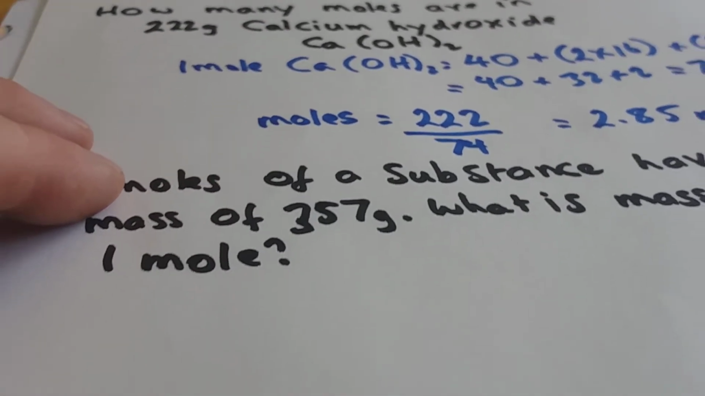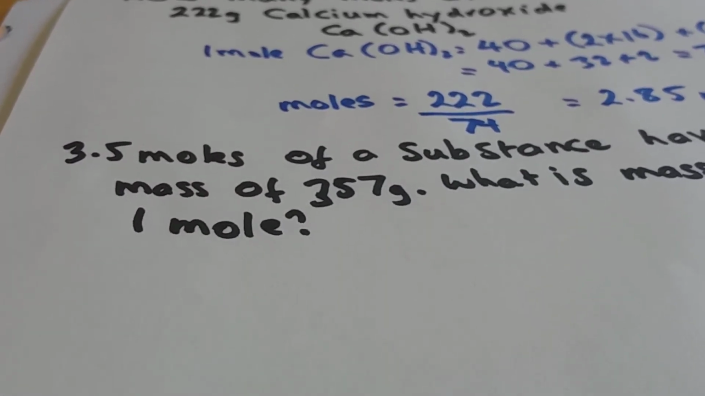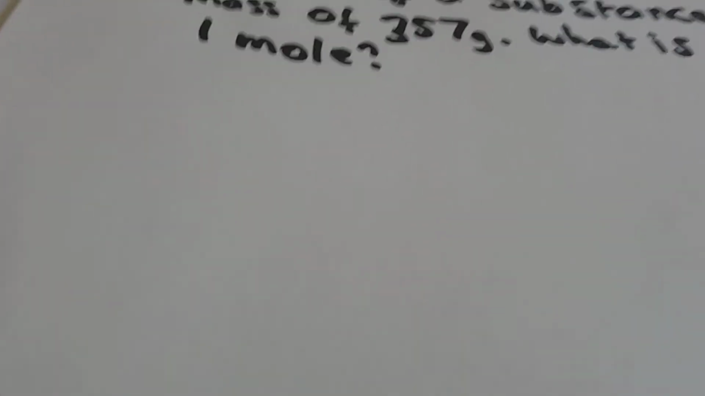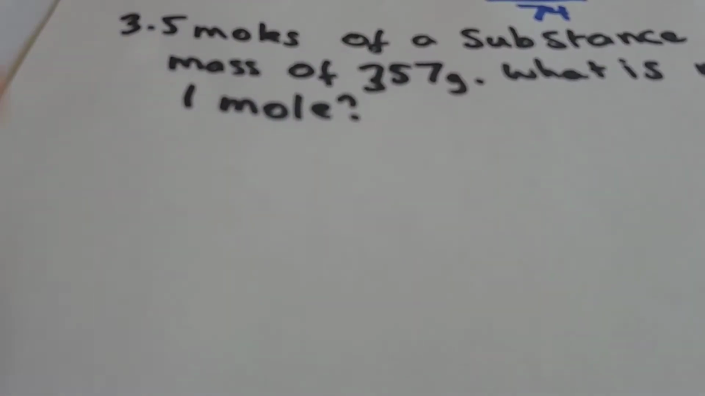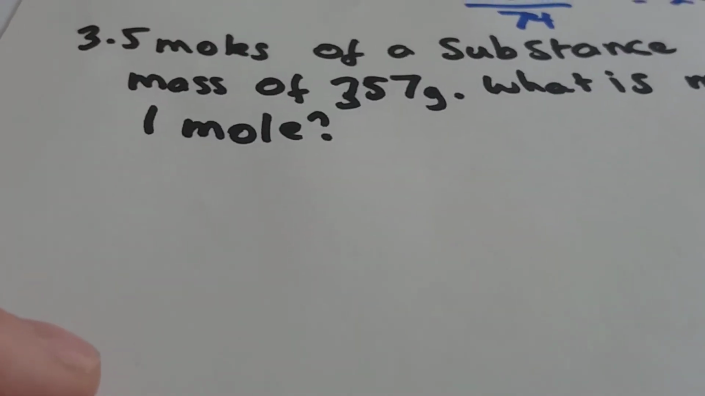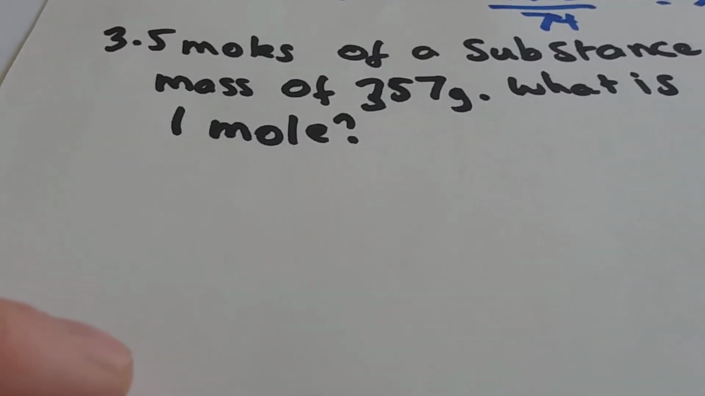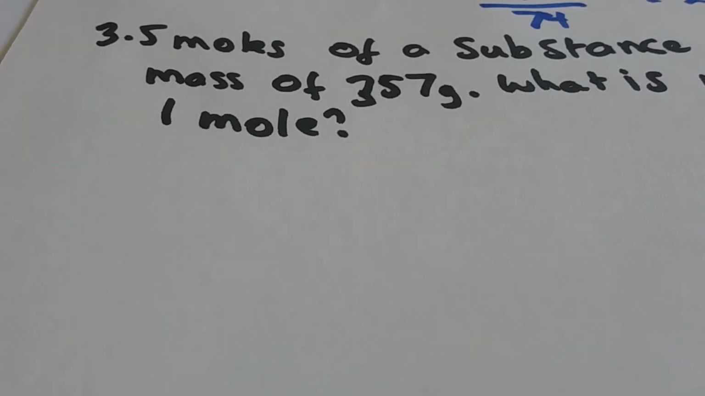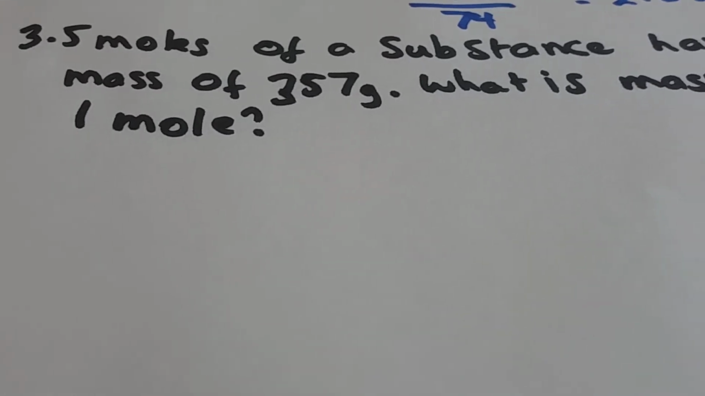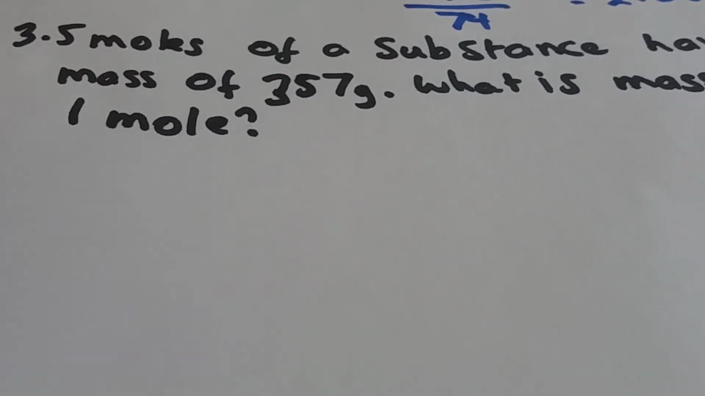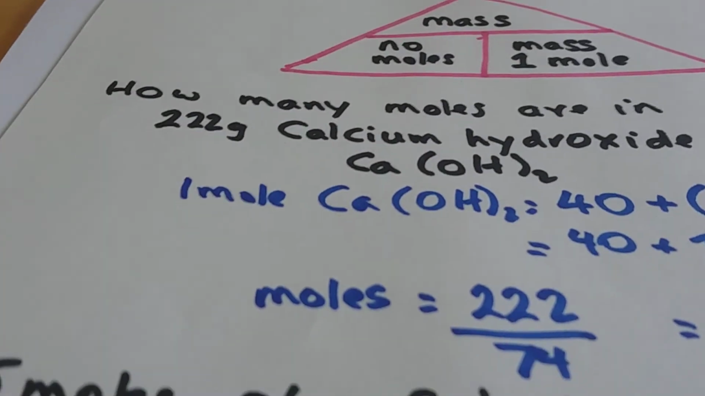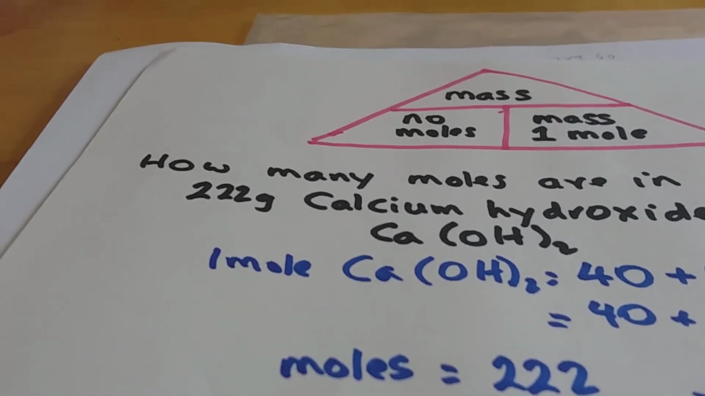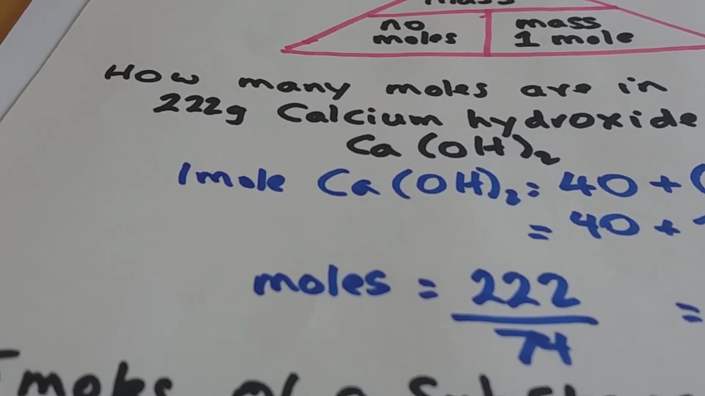Now, next type. Next type, we're just swapping the formula around. Again, we want to work out the mass of 1 mole. So what we're given this time is 3.5 moles of a substance have a mass of 350 grams. What is the mass of 1 mole? So basically, we want the mass of 1 mole. So the mass of 1 mole, if we look it up, 1 mole equals a mass divided by the number of moles.